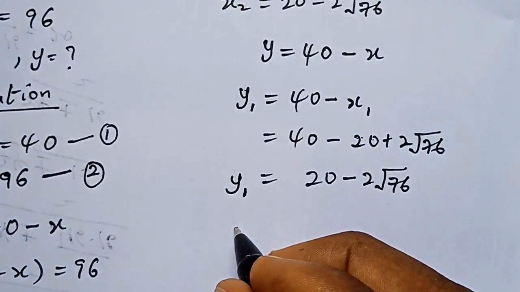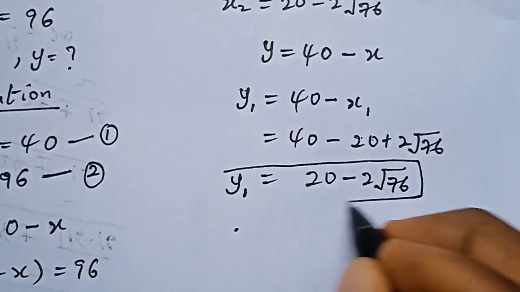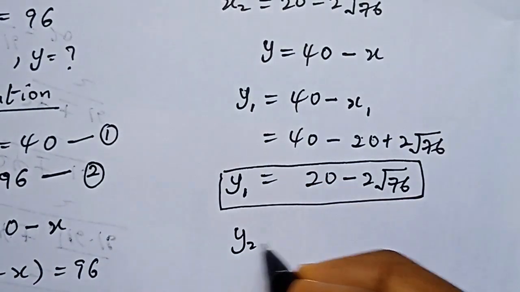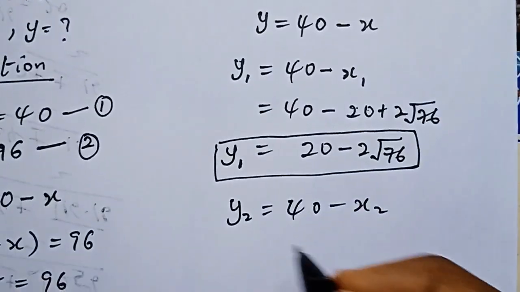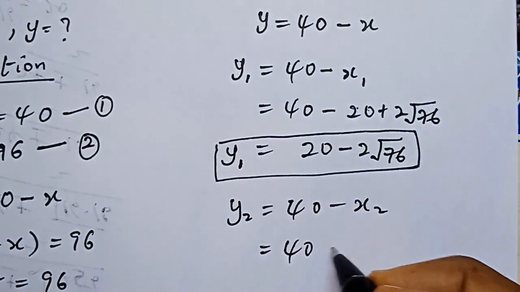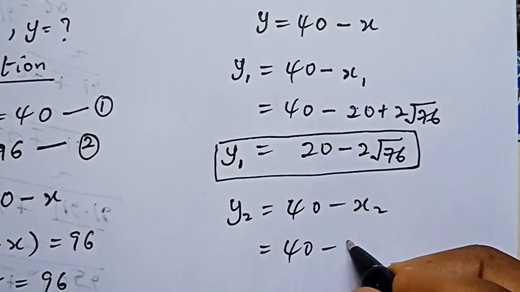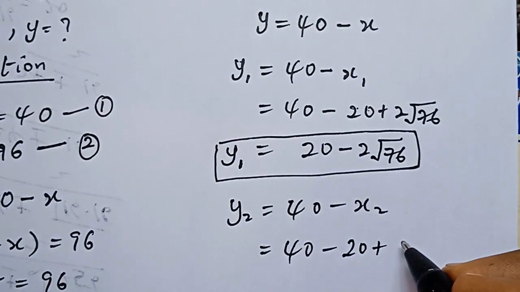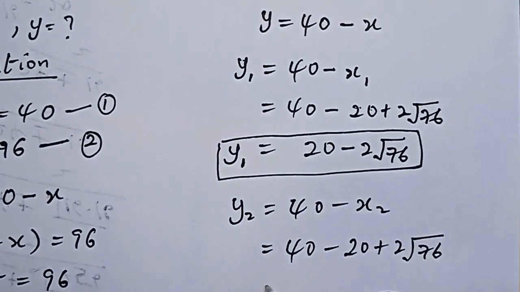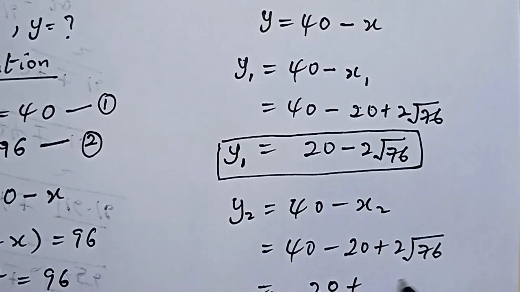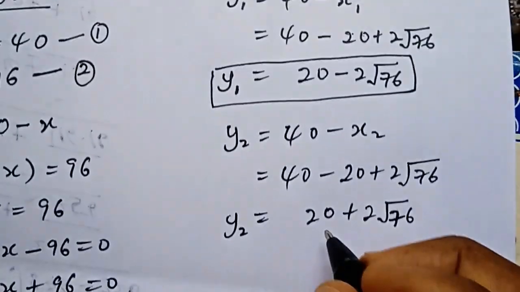So y2 will be given as 40 minus x2, which is equal to 40 minus 20 plus 2 square root of 76, and that will be equal to 20 plus 2 square root of 76, which is going to be our y2.